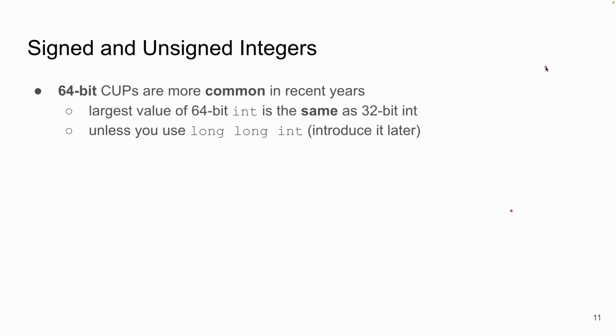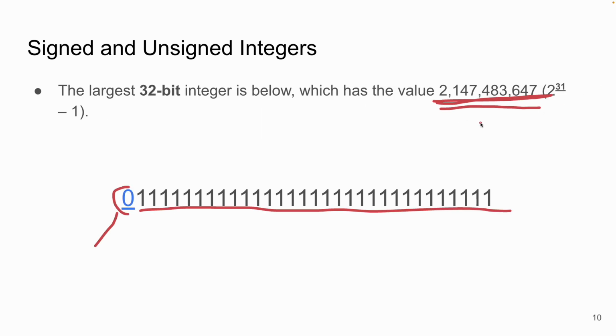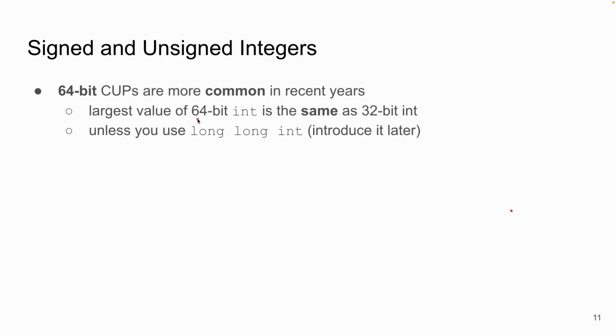Okay, but maybe some of you are already thinking, but now my computer is 64 bits, right? That is true. 64-bit CPUs and computers are more common nowadays. However, it is a waste of space if you use 64 bits to represent every integer in your computer, because most of the time we won't use such large numbers.